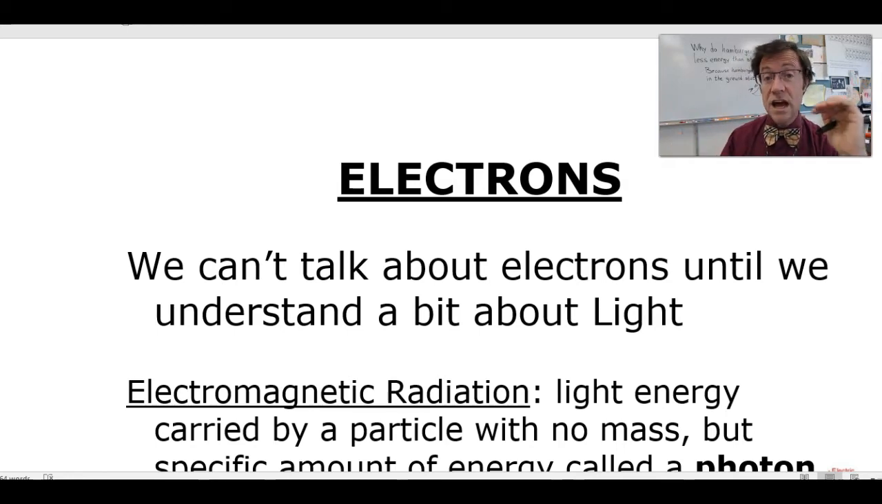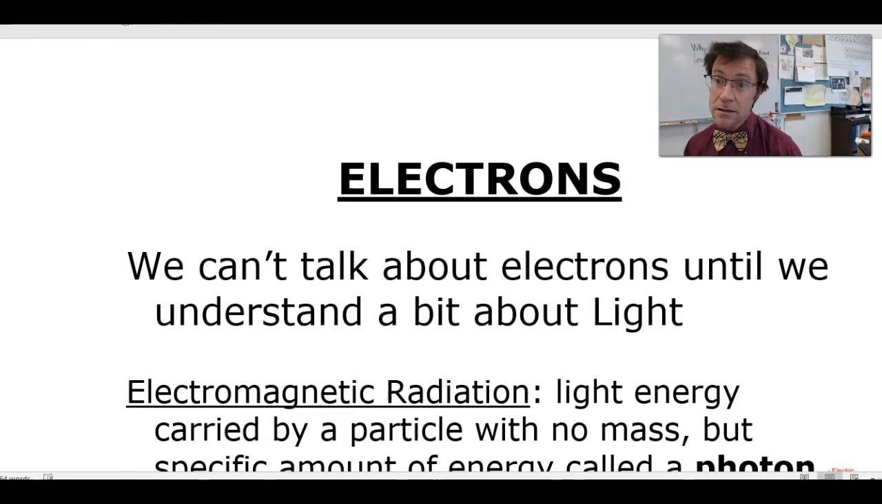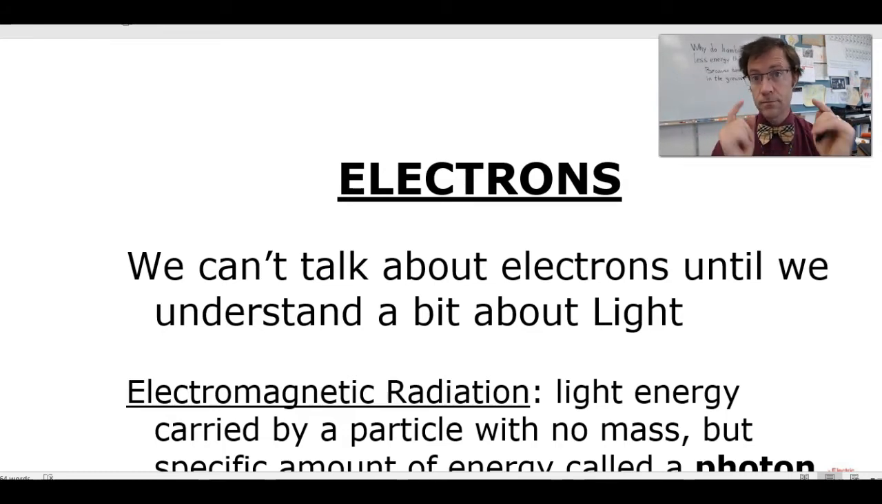So we never make what we call direct observations of electrons. When you look at my bow tie, you're looking right at it, bam, direct observation. We can't do that with electrons because electrons interact with light too much. So these are all indirect observations. And because they're indirect observations, we need to understand a little bit about light before we can learn about electrons. Nothing complicated, but let's just dig into it.